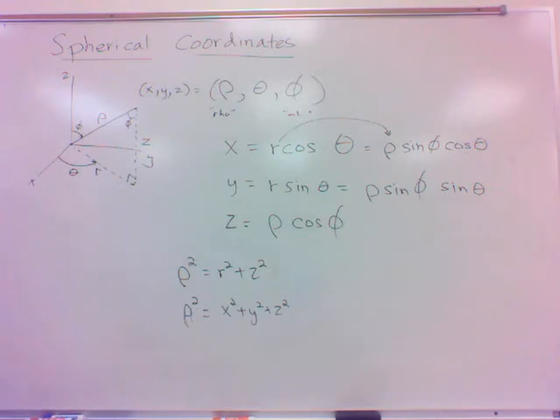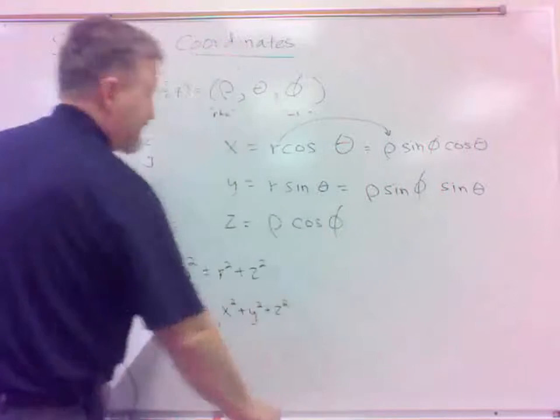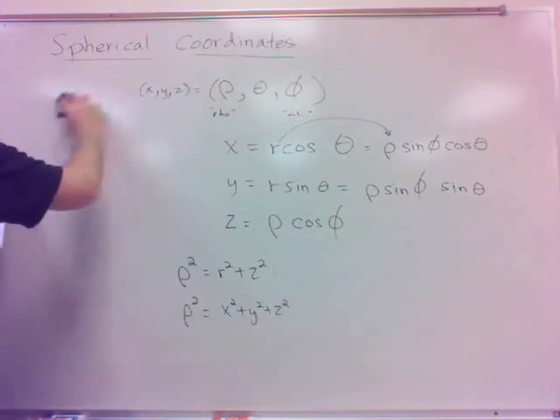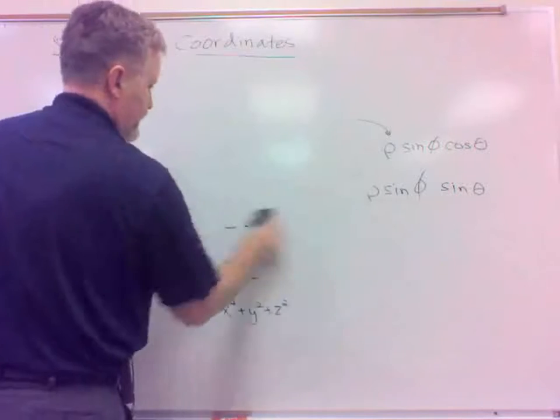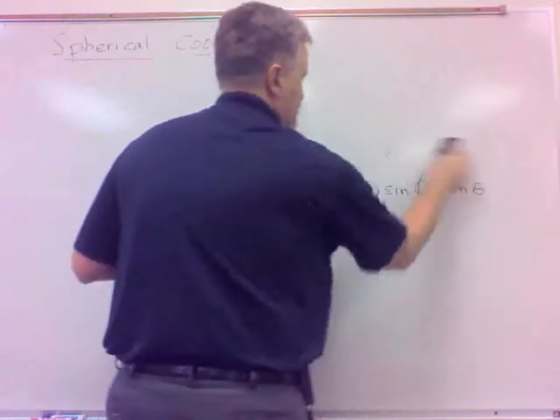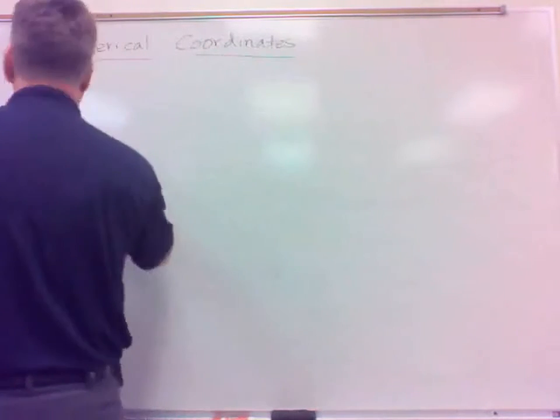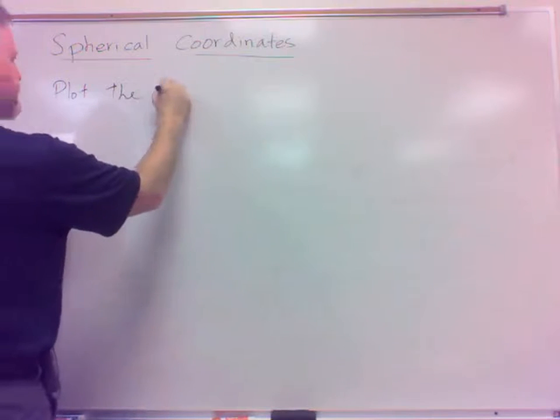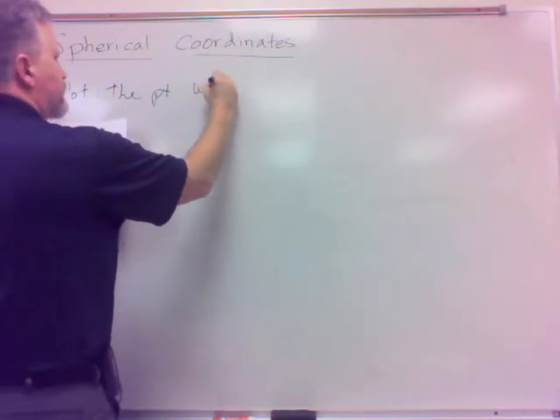But let's take one that's in spherical here and plot it and convert it to Cartesian. So let's plot the point with spherical coordinates.